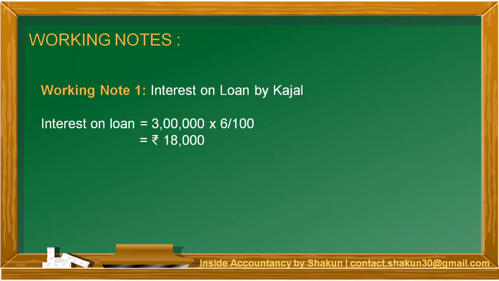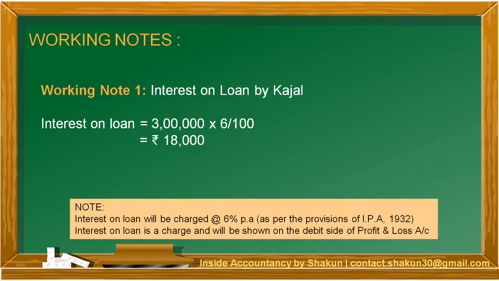Working note number 1 relates to the interest on loan by Kajal. The loan amount was 3 lakh. The percentage of interest we've taken as 6%. So the amount of interest on loan is 18,000. Please always remember that interest on loan is a charge and it will be shown on the debit side of profit and loss account, and it will be charged at the rate of 6% as per the provisions of Indian Partnership Act 1932.